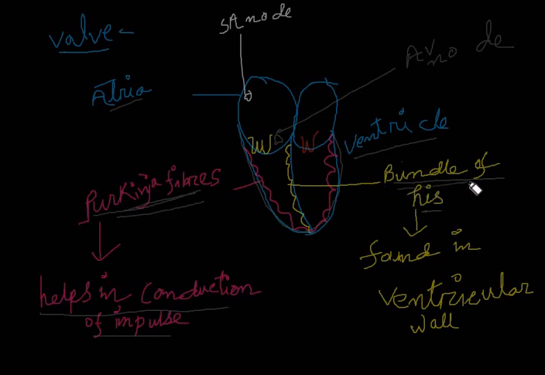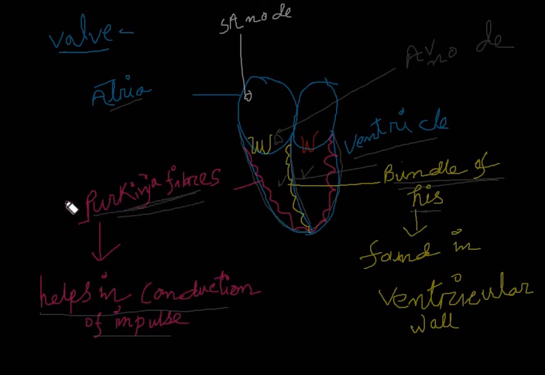Bundle of His is also one type of fiber, and it is present at the ventricular wall. This is the wall which separates the right ventricle and left ventricle. This wall is called the ventricular wall. And in the ventricular wall, which type of fiber is present? Bundle of His is present.